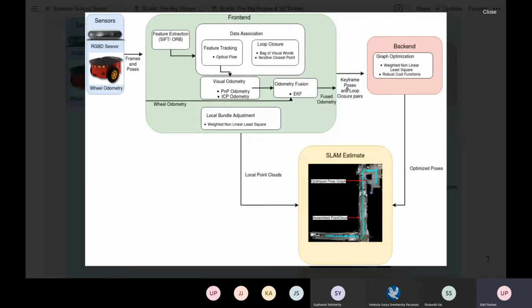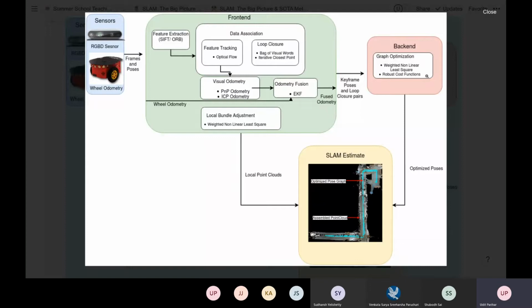So the output of this front end basically will be keyframe poses and the loop closure pairs. In the backend optimization, as we previously covered, you will use the LM algorithm, basically the Levenberg-Marquardt algorithm, and you might also use some robust cost functions if you want to take outliers into account, to correct the drift. So basically, as someone yesterday asked me, what are the clashes between odometry and loop closure pairs? In order to correct those clashes, you can use this backend optimization.